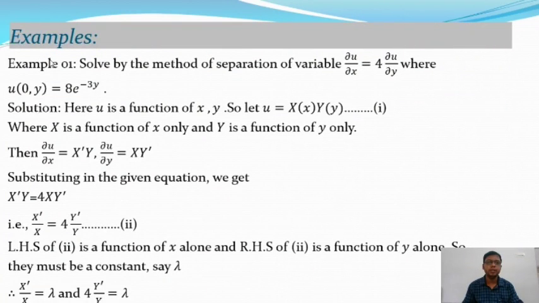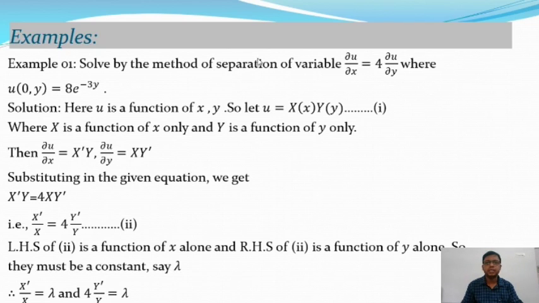Okay, so here is an example of how to solve a first order partial differential equation by using the method of separation of variables. Here is the problem. Solve by the method of separation of variables del u del x is equal to 4 times del u del y, where u(0, y) is equal to 8 e to the power minus 3y. The boundary condition is this, and this is a first order partial differential equation. So here is the solution using the separation method.